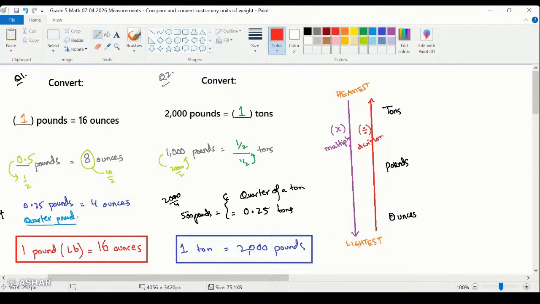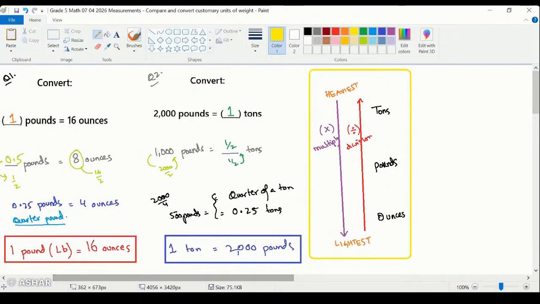Okay, let's look at an example over here. I'll just highlight this for these three values. We did pound to ounces and ton to pound, right? And tons to pounds. We did those. Now let's see what we can do. Just a moment. Okay. Now let's see if we change the question and we say convert.